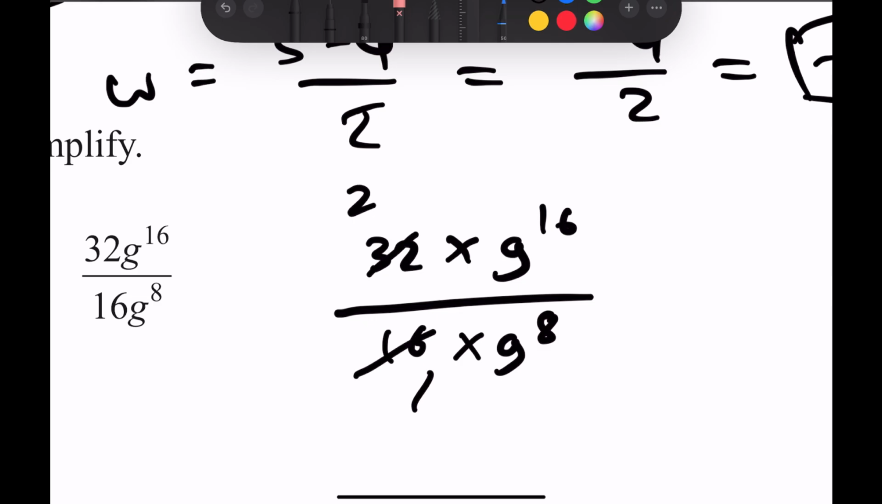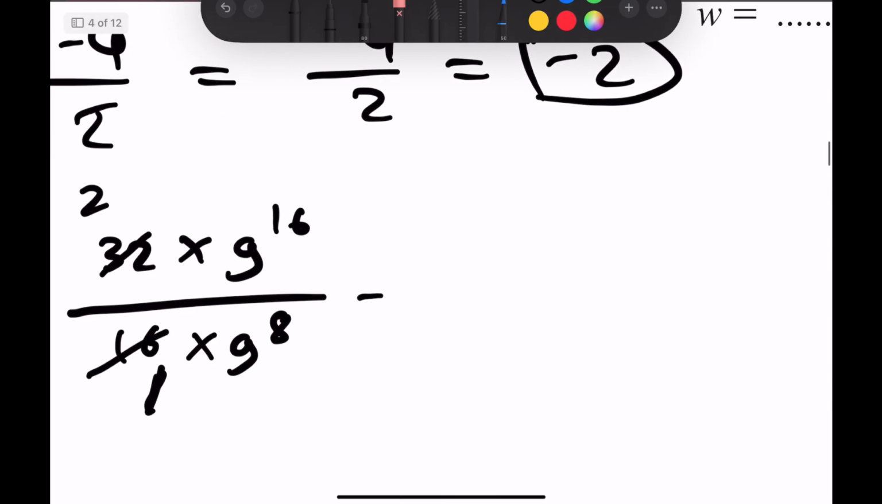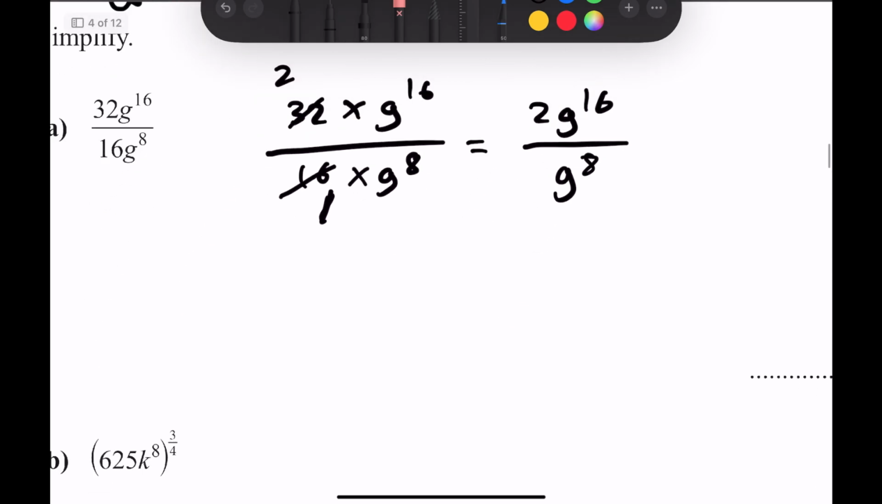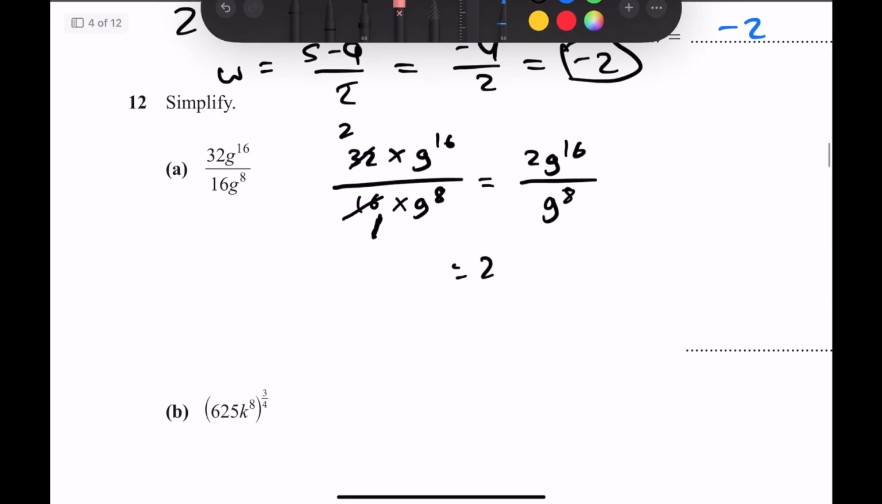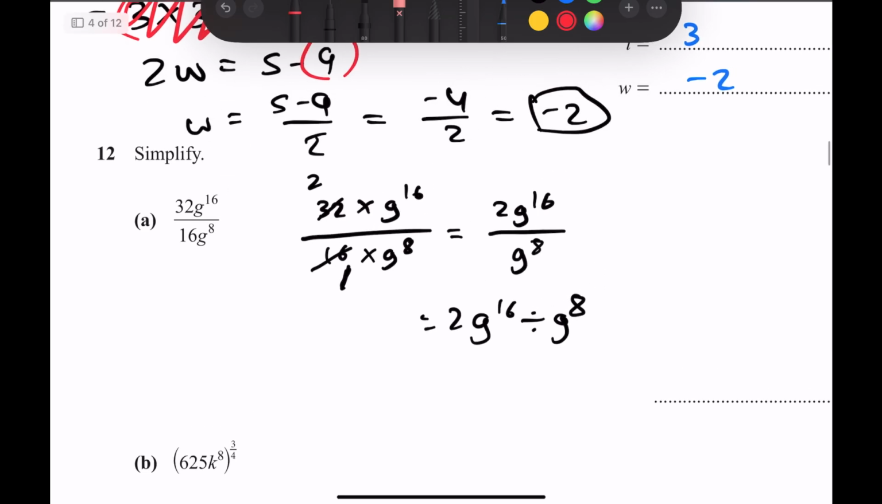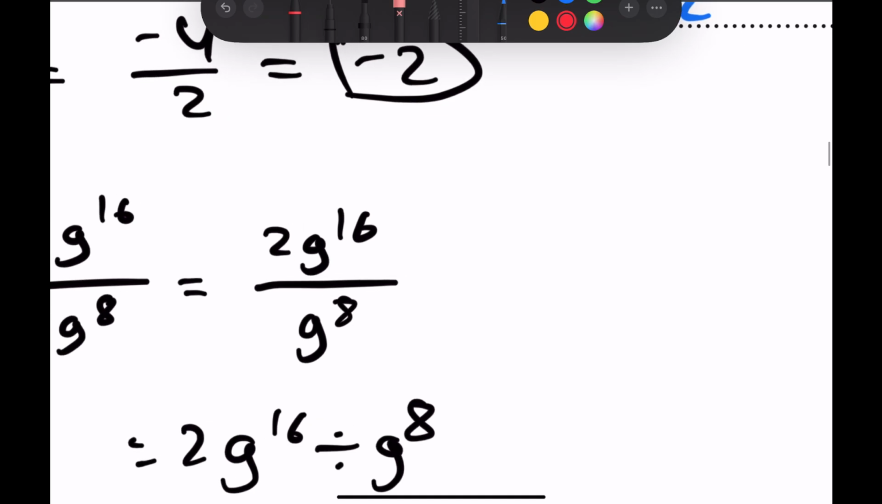And so since both the numerator and denominator are just multiplication operations, we can easily just cancel off terms like that. So 16 gets removed, becomes 1, and 32 becomes 2. So this fraction now becomes 2g^16 divided by g^8. And since there's a rule for exponents that if we have x^a divided by x^b, this is always equal to x to the power of a minus b.